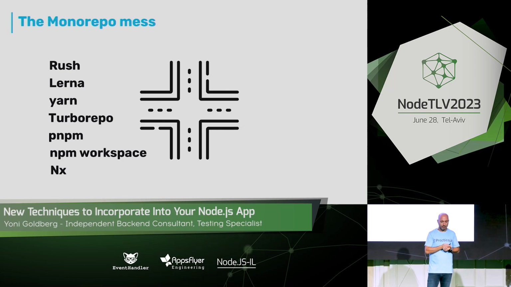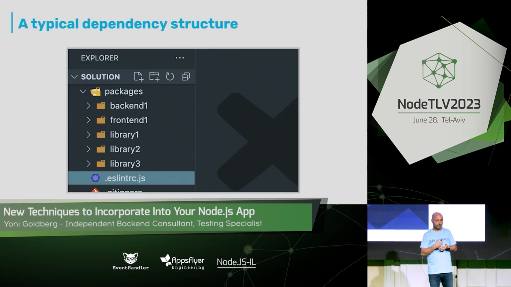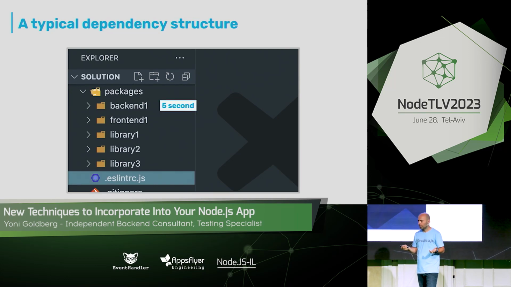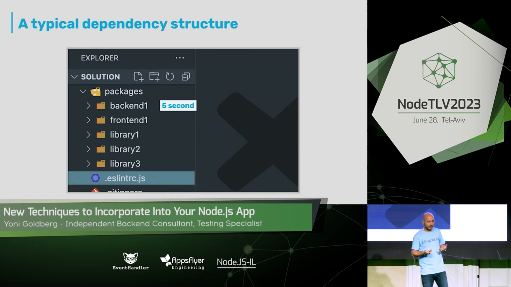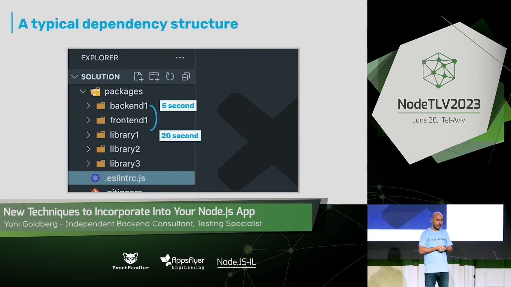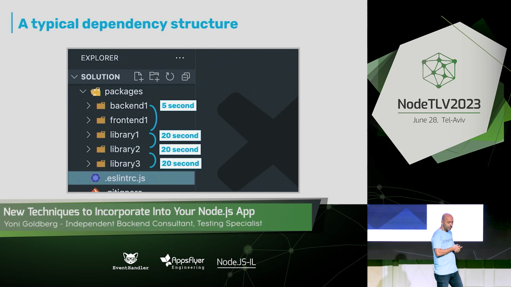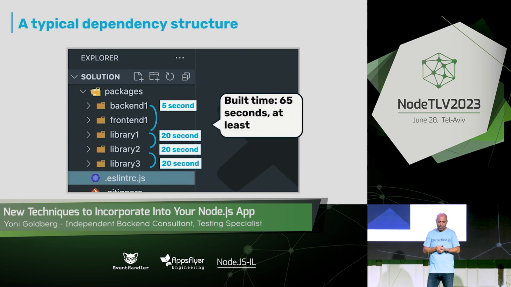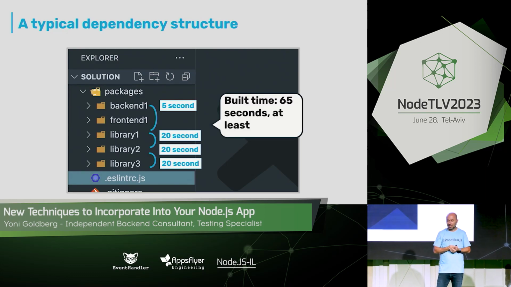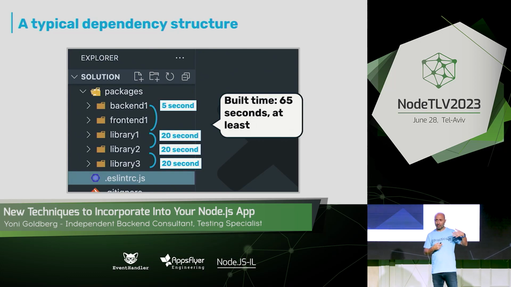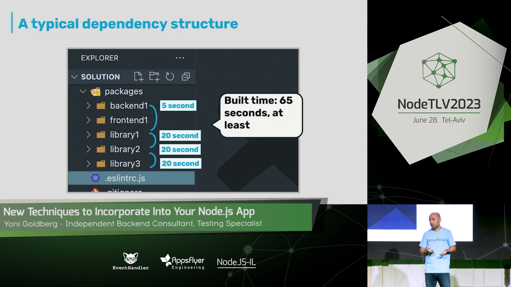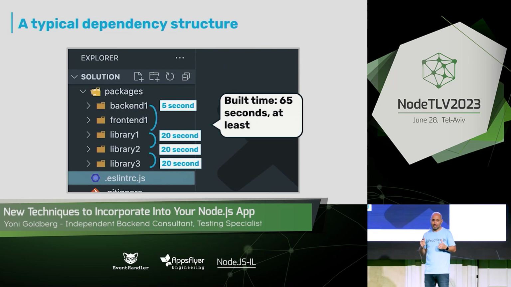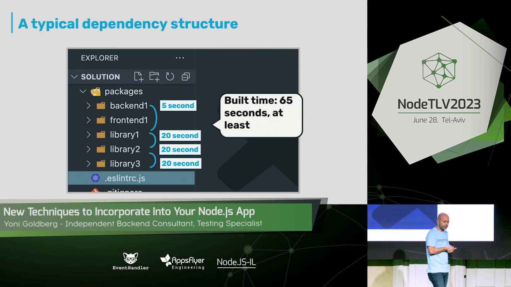And this minimum set of features is related to the following very typical scenario. I have a backend. It takes 5 seconds to build and get tested. But it depends on library 1, which is built in 20 seconds. Depends on library 2, which, again, each one of them needs 20 seconds to get built. So overall, I think that we need 65 seconds only to run the test of my backend. This is how it works. You can't build TypeScript if your dependencies were not already built.